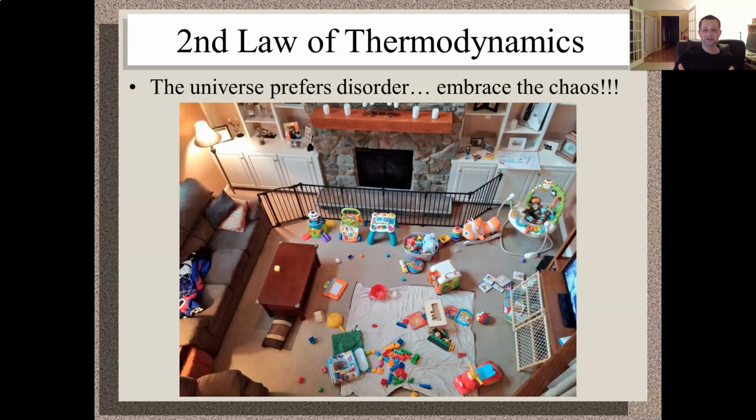Here I took a picture from the second floor of my house down to the living room. We have a little balcony that kind of overhangs. And you can see it's a total wreck. So no matter how many times I take all these toys and organize them and put them where they go, as soon as my kids get down there and start playing, chaos erupts, right? So the universe prefers disorder. This is the preferred state of my living room, because no matter how much I organize it, it always ends up like this, or worse.